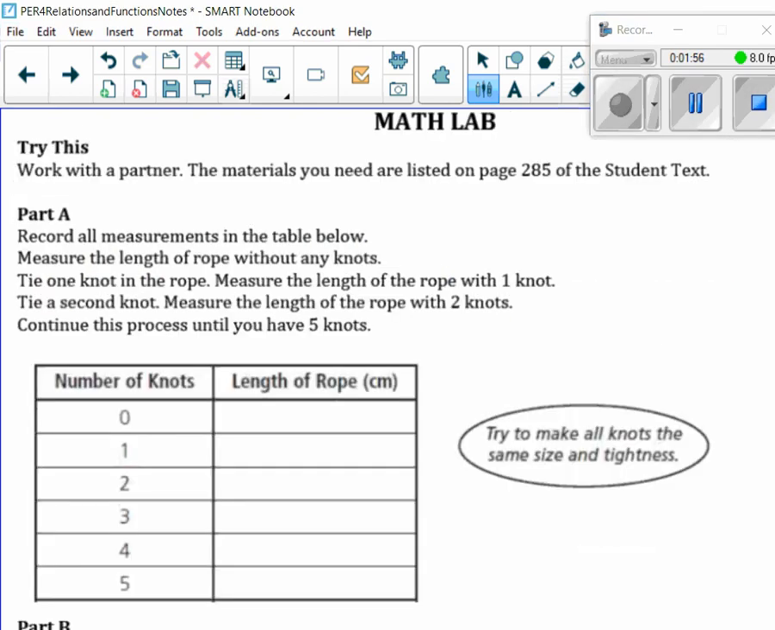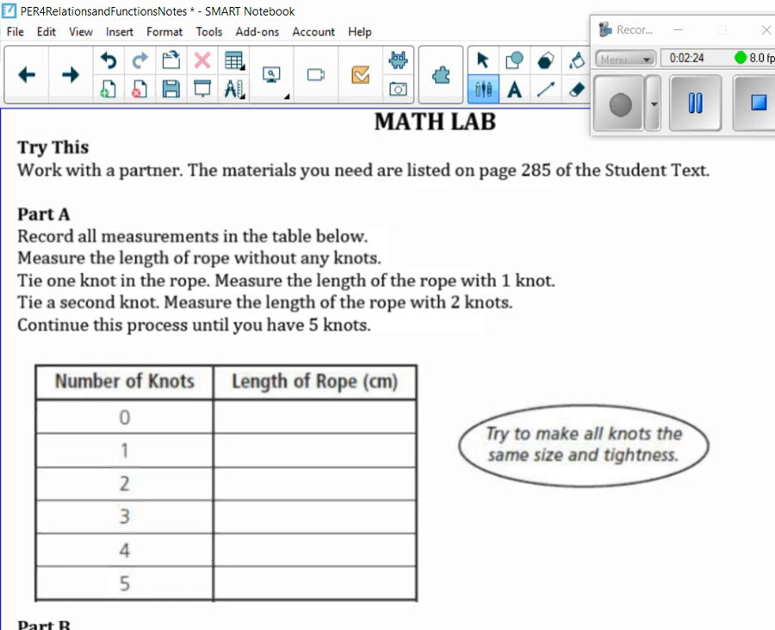Okay, so now we're going to do this lab. So you're working with a partner. You're going to record all the measurements in the table below. So the first thing you have to do is measure how long the rope is with a ruler. That's why I gave you 2 rulers, because it might be longer than that. Actually, you might need 3 rulers. I don't have a 1.6, sorry.